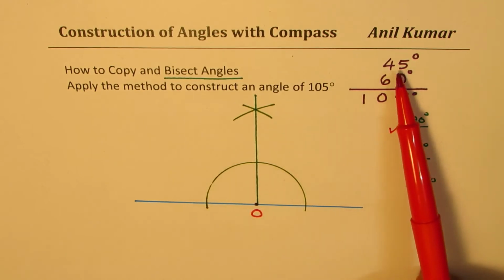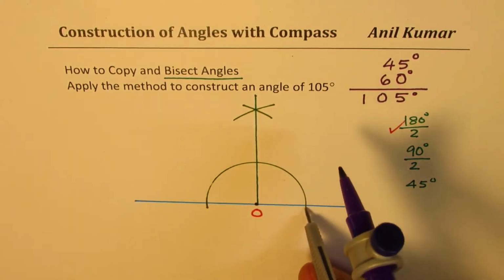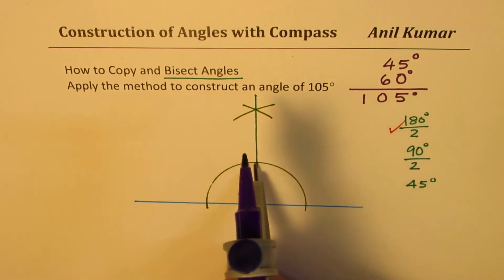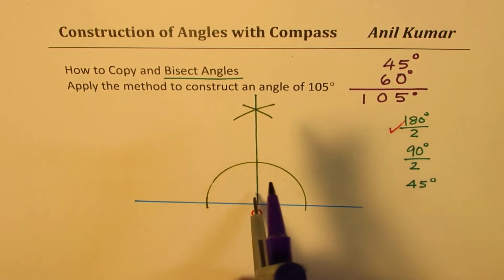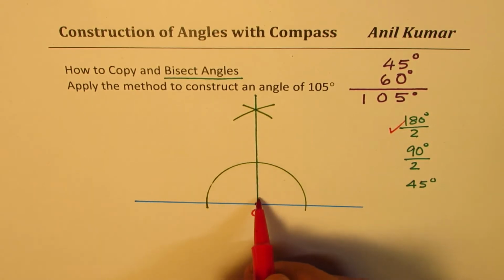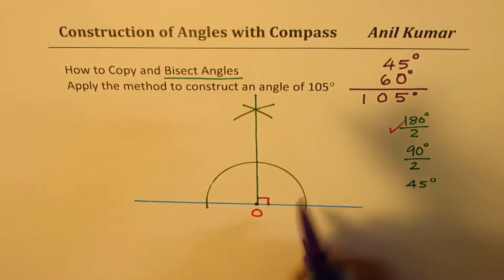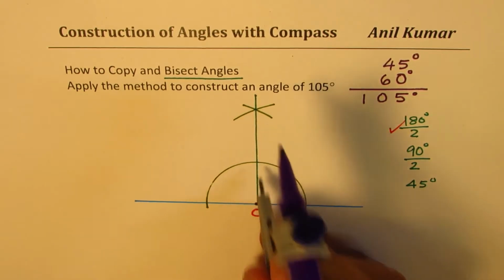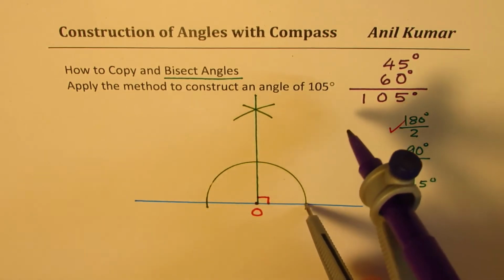Now we actually want 45 degrees. So we'll go one more step, bisecting what we have got. So how do I bisect? I have to make an arc which cuts at 2 points on the angle. So this angle of 90 degrees is to be bisected to get 45 degrees. Now these are the 2 points of my interest. So from there I'll again make an arc.